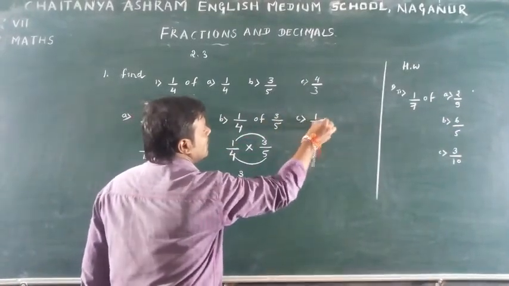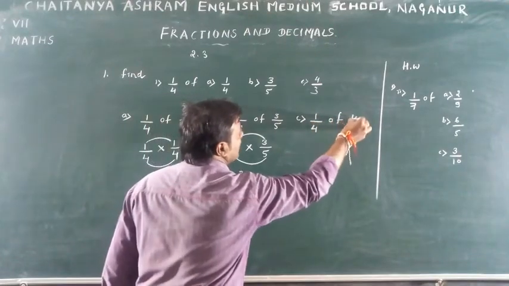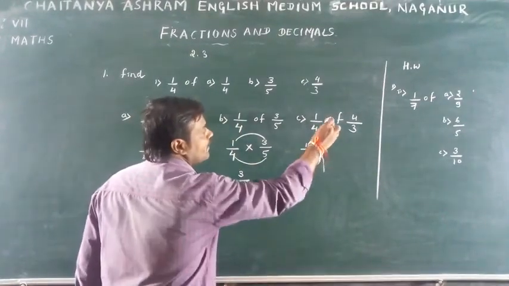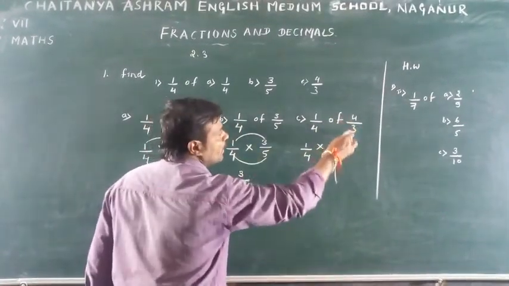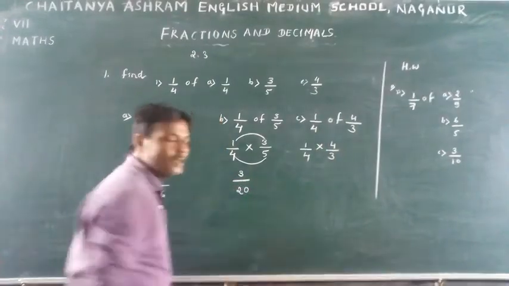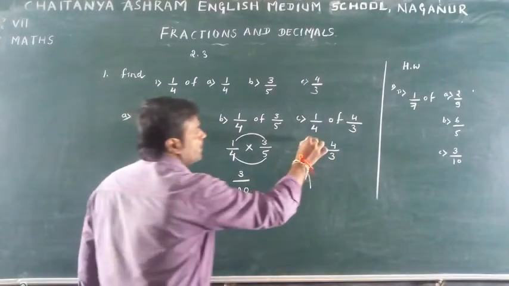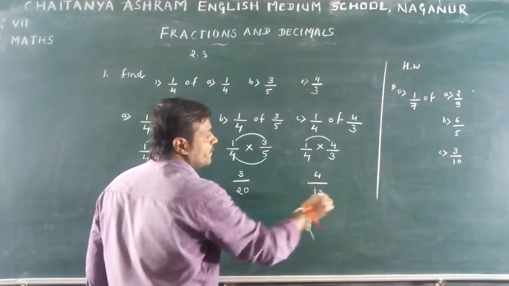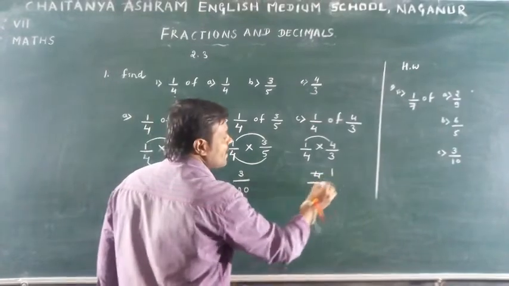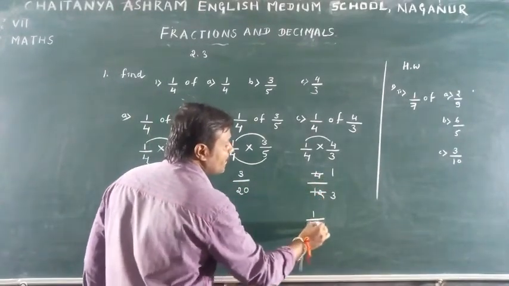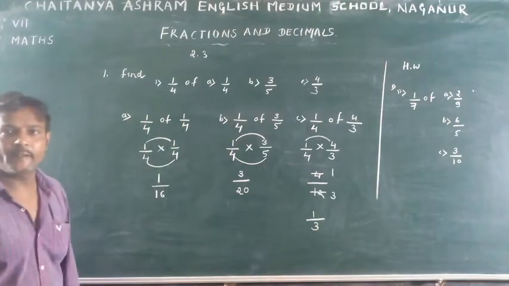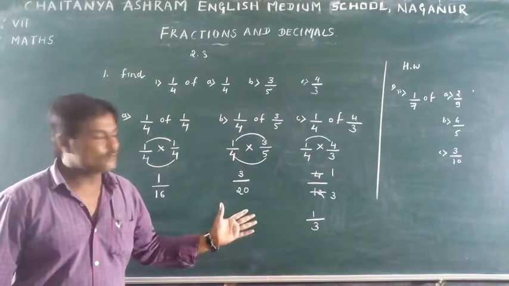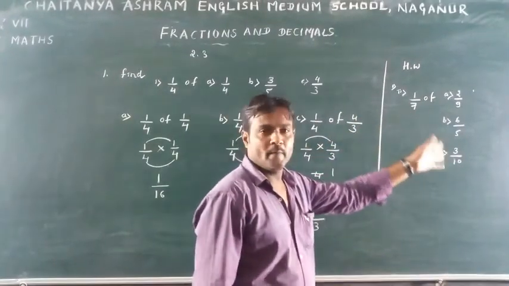For this one also we have to find 1 by 4 of that. That is 1 by 4 of 4 by 3. See, 1 by 4 of represents multiplication, 4 by 3. Okay? Then multiply. 1 into 4 is 4, 4 into 3 is 12. Simplify. 4 1s are 4, 4 3s are 12, so 1 divided by 3. Clear? So dear children, write the solutions and do this one in your homework book.